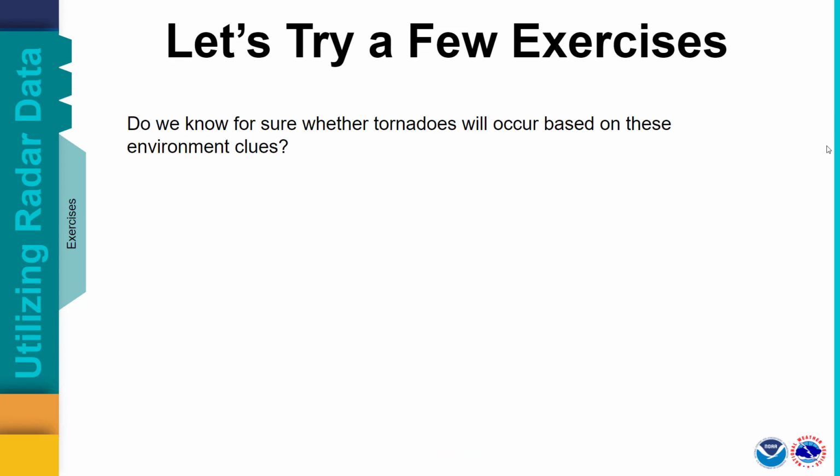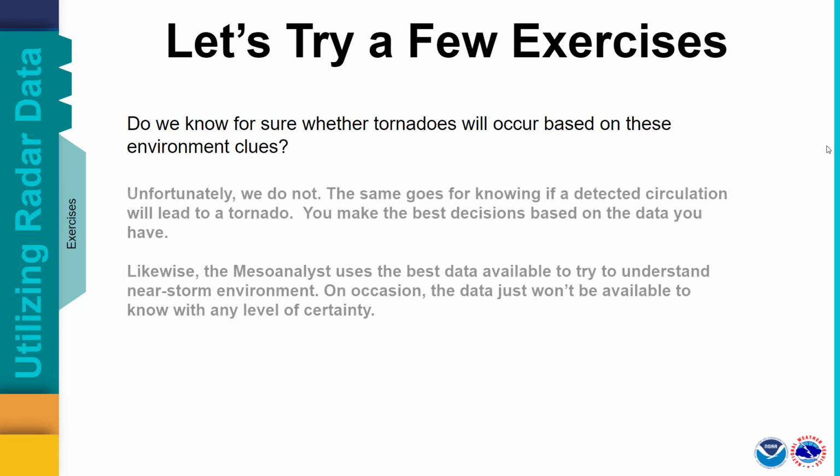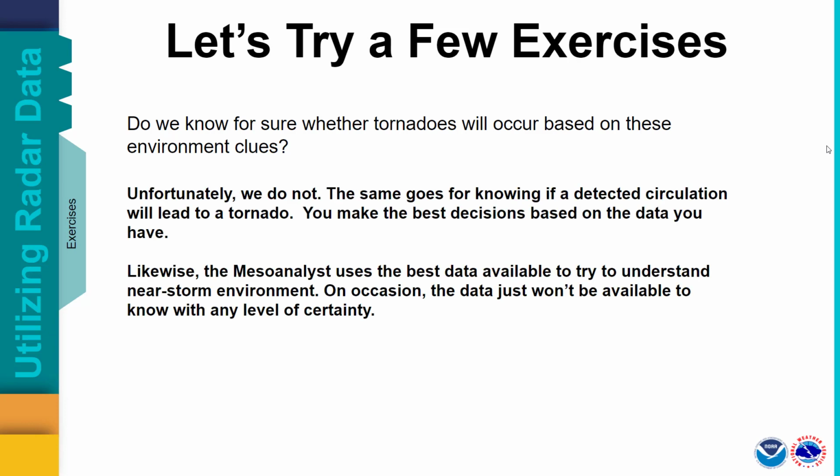Do we know for sure whether tornadoes will occur based on these environment clues? Unfortunately, we do not. And the same goes for knowing if a detected circulation will lead to a tornado. You make the best decisions based on the data you have. Likewise, the mesoanalyst uses the best data available to try to understand near-storm environment. On occasion, the data just won't be available to know with any level of certainty.